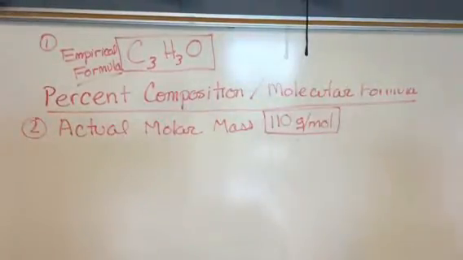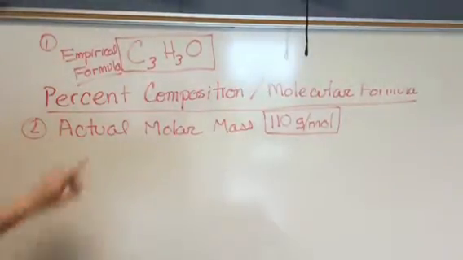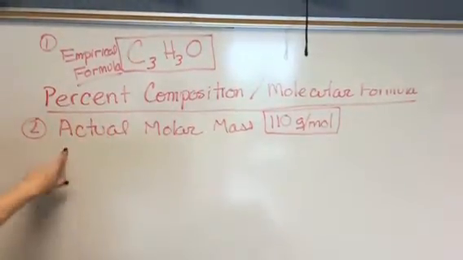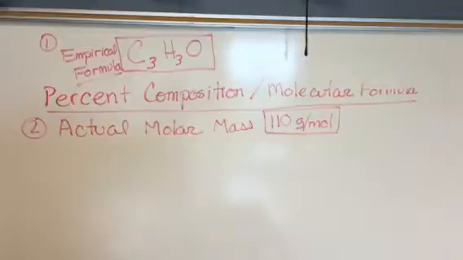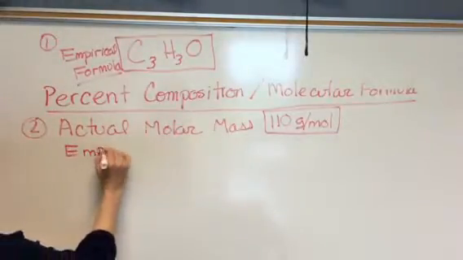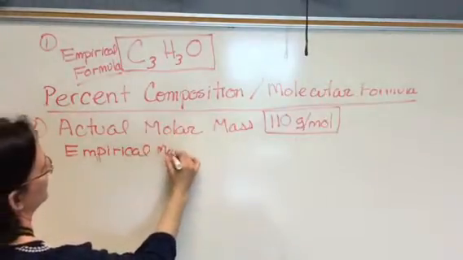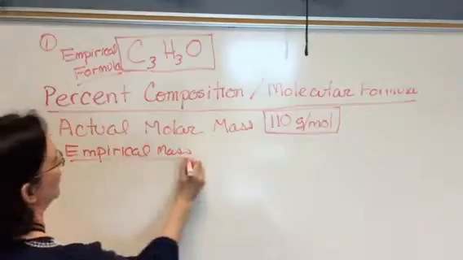Okay, so now we're going to look at number 2. We just calculated the empirical formula. We're told that the actual molar mass is 110 grams per mole, and now they want us to find out what the molecular formula, the actual formula of this compound is. So the first thing we do is figure out the empirical weight, or the empirical mass of our formula.